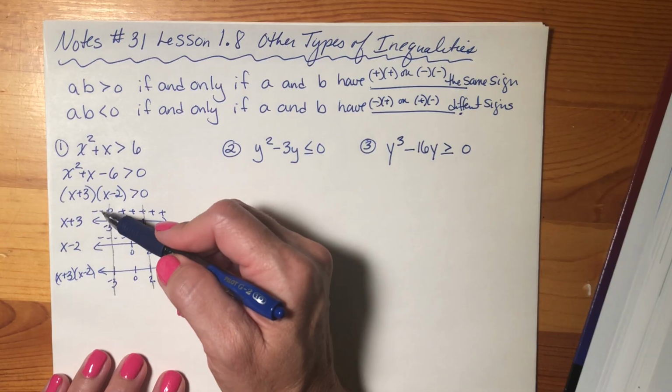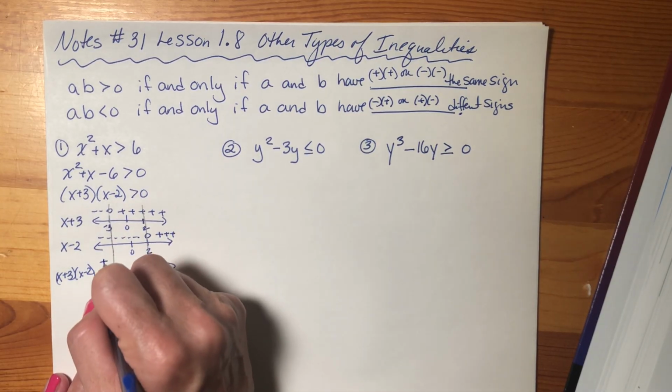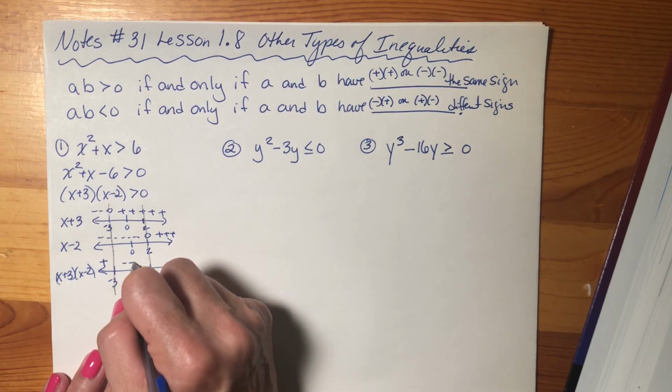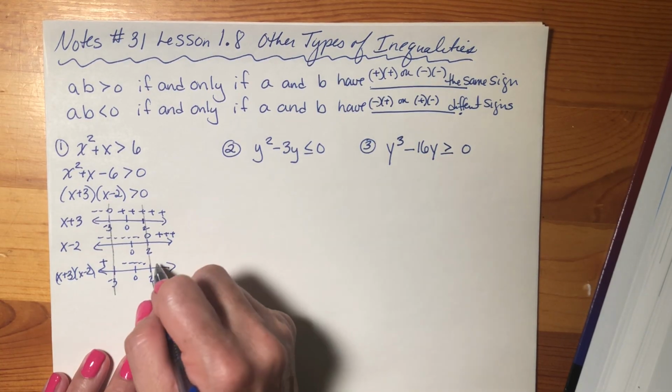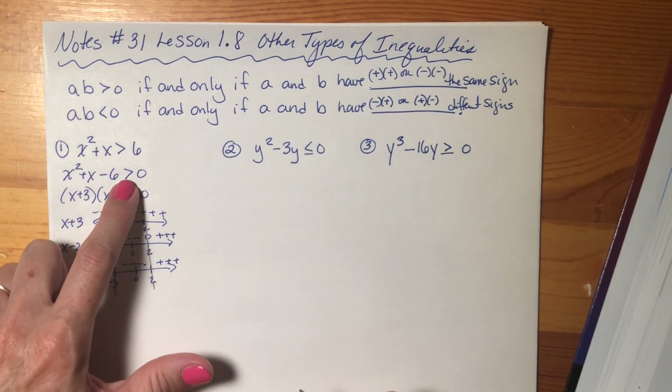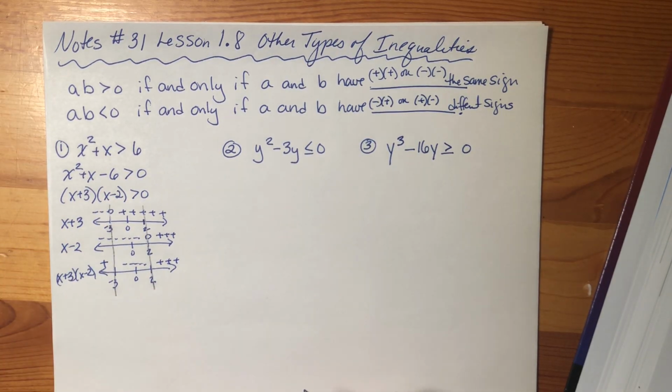If I were to multiply a negative times a negative, I get a positive. I multiply a positive times a negative, I get a negative. A positive times a positive is a positive. Okay, now go back to what we're looking for. We want to know when this product is greater than 0.